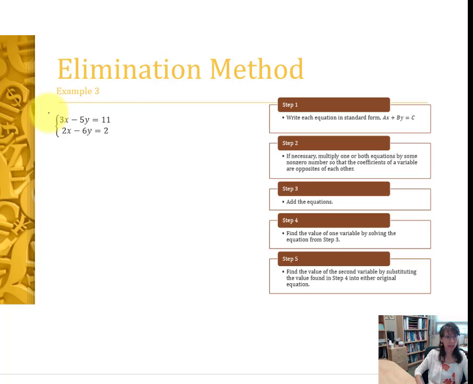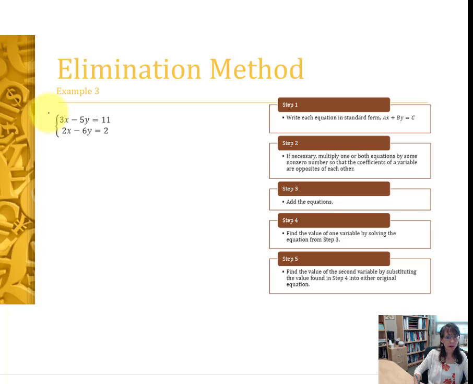Now let's take a look at the elimination method. With elimination, when you add the variables x, you should have 0. Well, 3 and 2 don't make 0. Maybe adding the y values would make 0. -5 added to -6. Well, that doesn't add to 0 either.